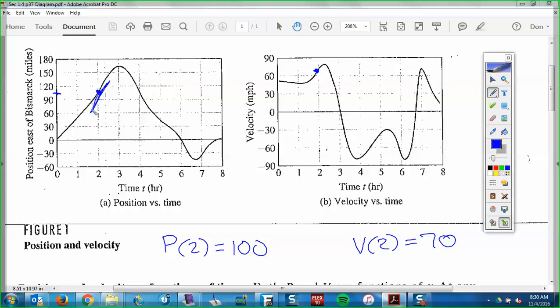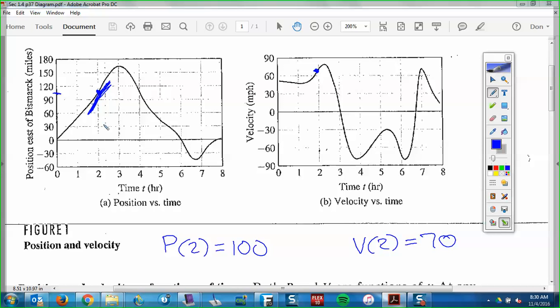Now, here's my question to you. We talked about slope. What do you suppose the slope of that line is right there? Don't try to calculate it. The answer's there. What do you suppose the slope of that line is? The answer's on the screen in blue. No. Easier than that? 100 over 2. 70.